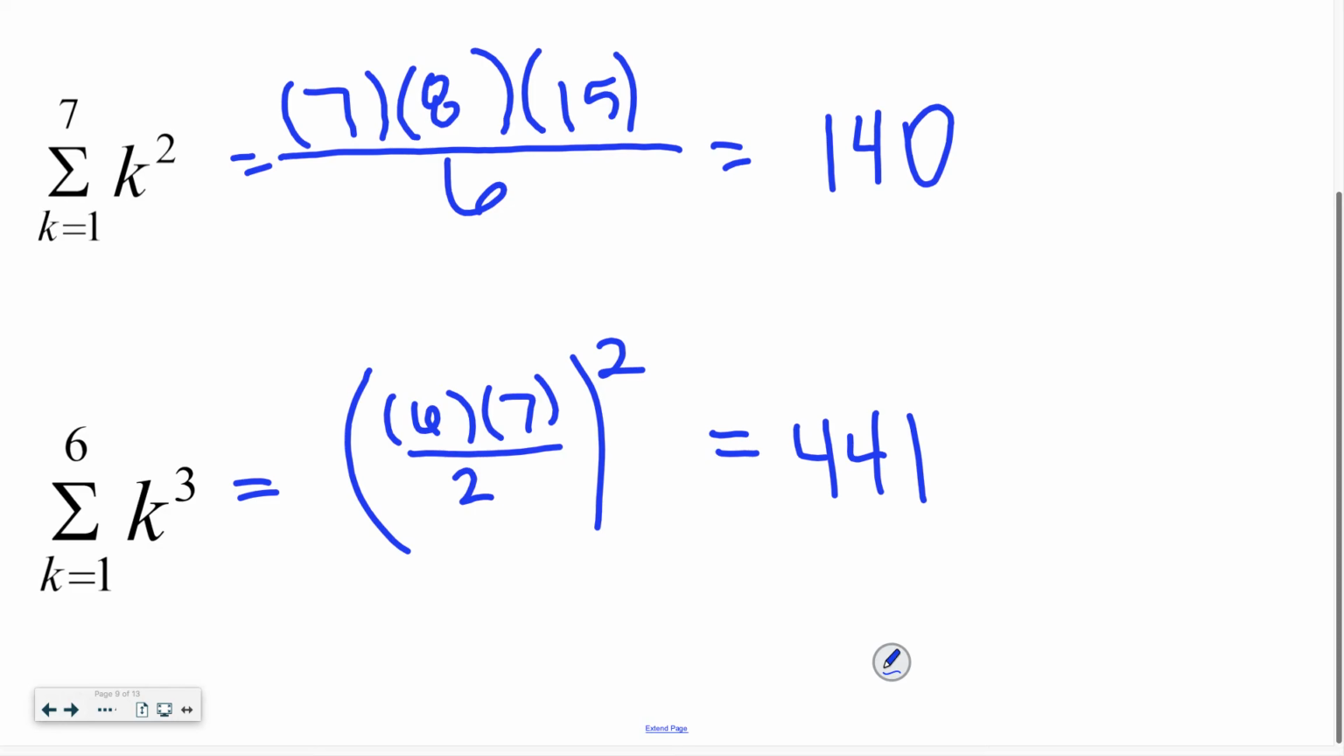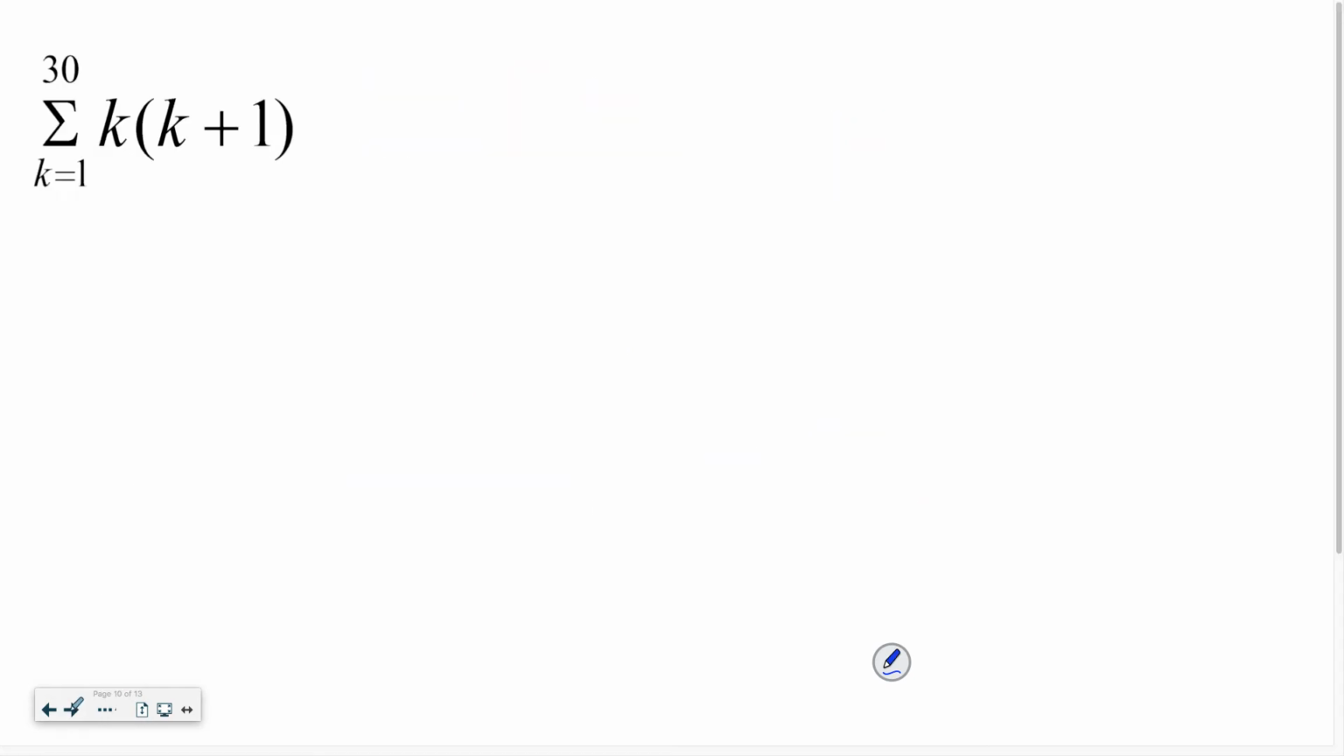Now, I'm not going to give you very many of these, just straightforward ones. We're also going to have to be able to work with these when we have more than just k squared or k cubed in our summation notation. So what if we had something like this? Here we have the sum from k equals 1 to 30 of k times the quantity k plus 1. What would we need to do in order to be able to use our shortcuts and not have to add the first term plus the second term plus the third term, etc.?